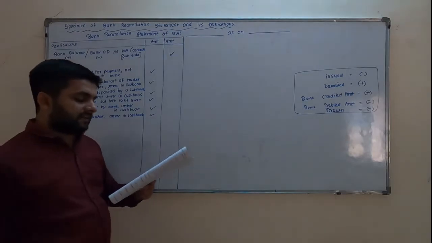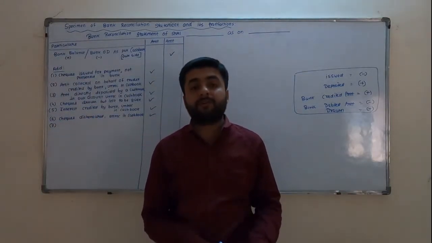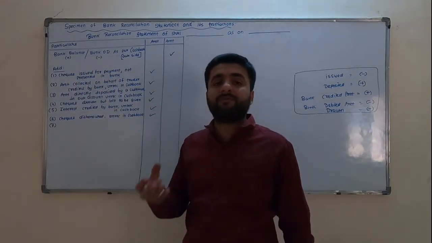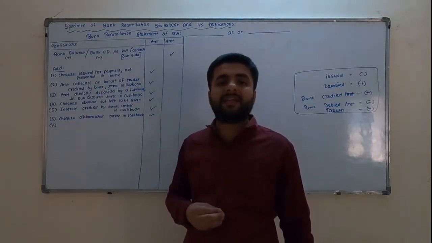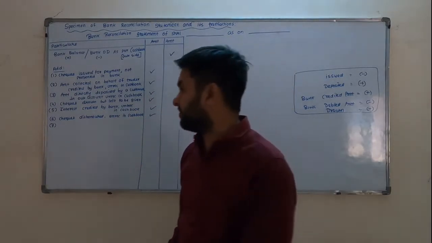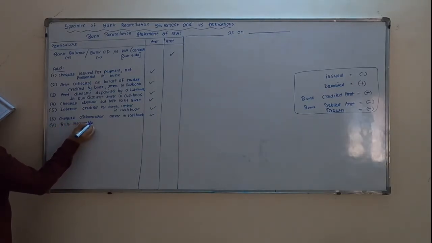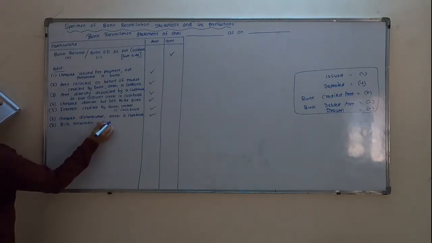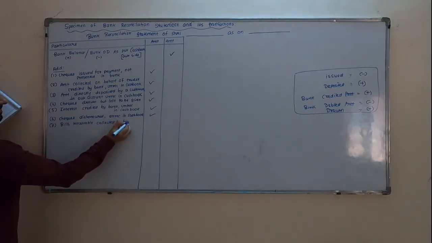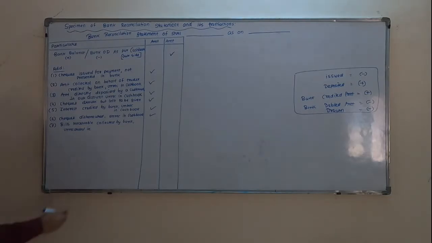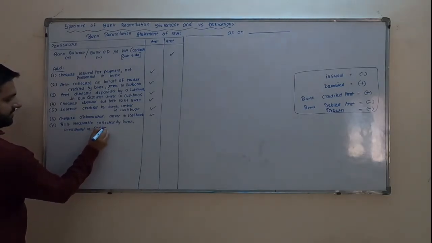Next, bills receivable collected by the bank on our behalf, which is not recorded. See here, the bank is collecting the amount normally. Now the bank is collecting the amount through our bills. So again the bank is collecting for us, the bank is adding, we will also add. Bills receivable collected by bank, unrecorded in cash book.